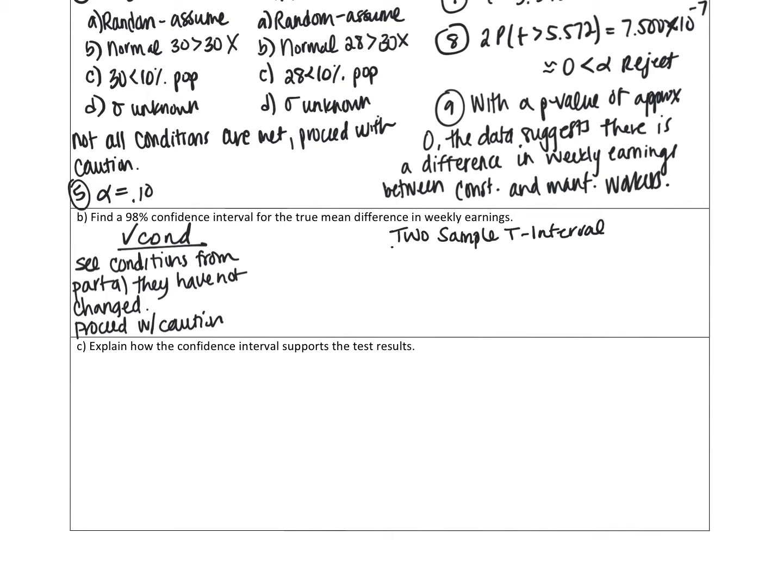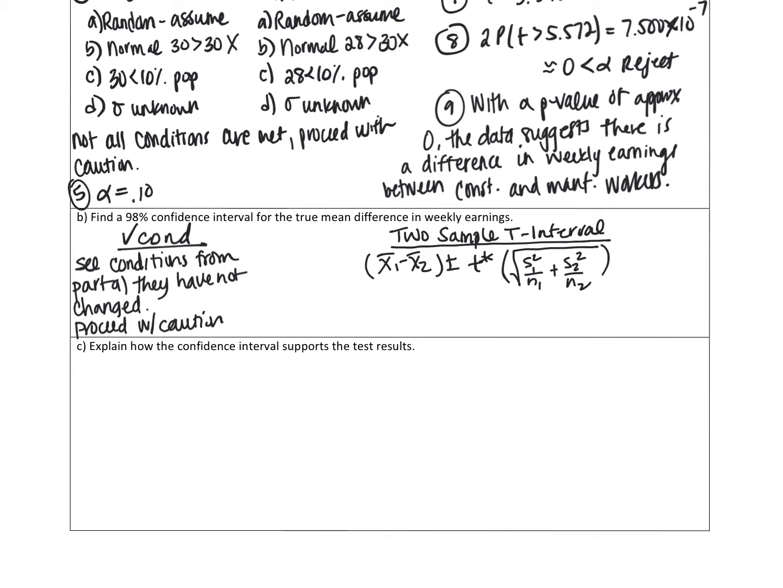And here's the formula for that. It's x bar 1 minus x bar 2 plus or minus the critical value of t star times the square root of s sub 1 squared over n1 plus s sub 2 squared over n2.